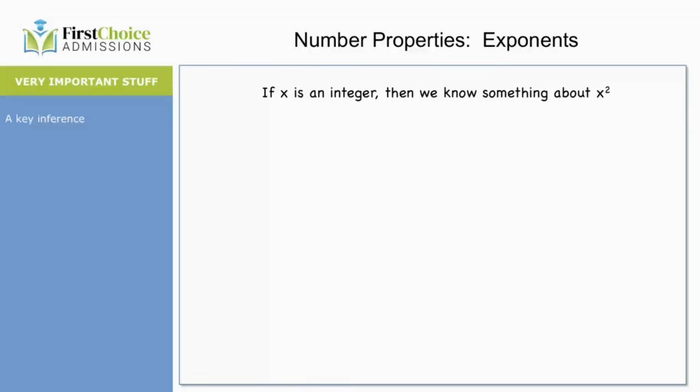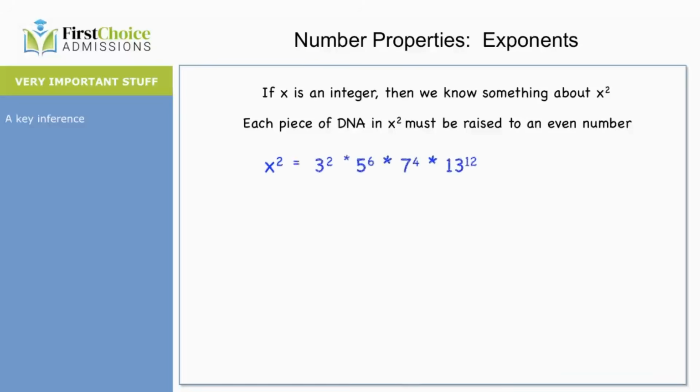If x is an integer, then we know something about x squared. Each piece of DNA in x squared must be raised to an even number. And here's why. x squared could be 3 squared times 5 to the 6th times 7 to the 4th times 13 to the 12th. Notice all of those pieces of DNA are raised to an even number. When we square root each side to get to x, it becomes 3 times 5 cubed times 7 squared times 13 to the 6th. I have no idea what that number is, but I know for sure that's an integer, and that's the whole point. x must be an integer.